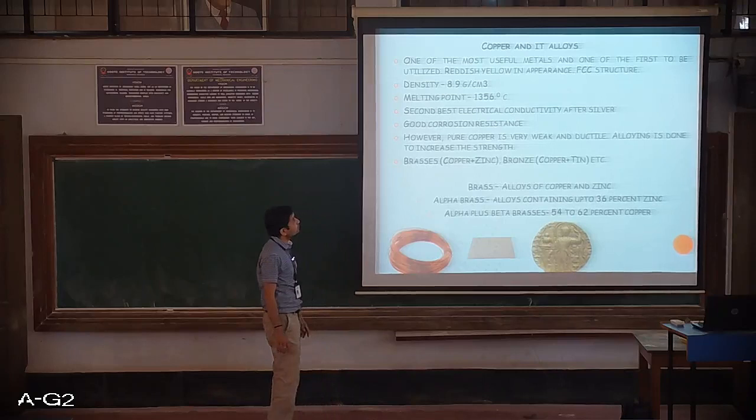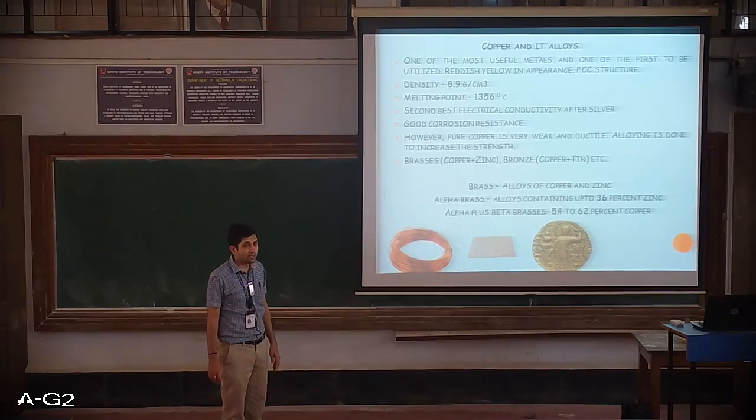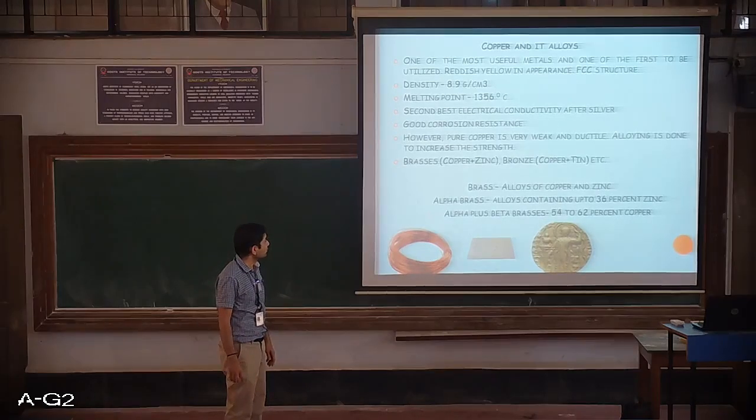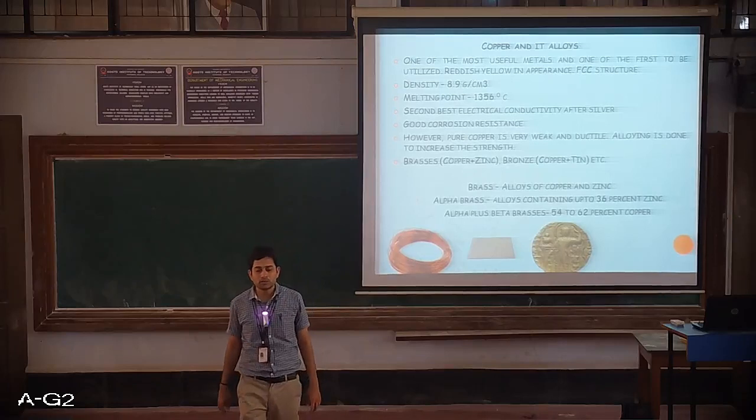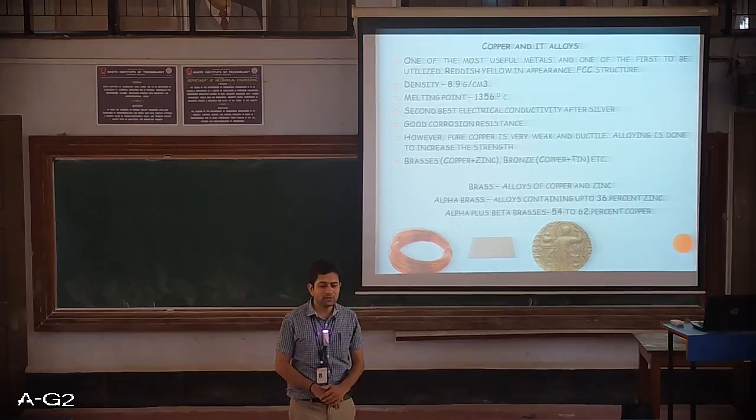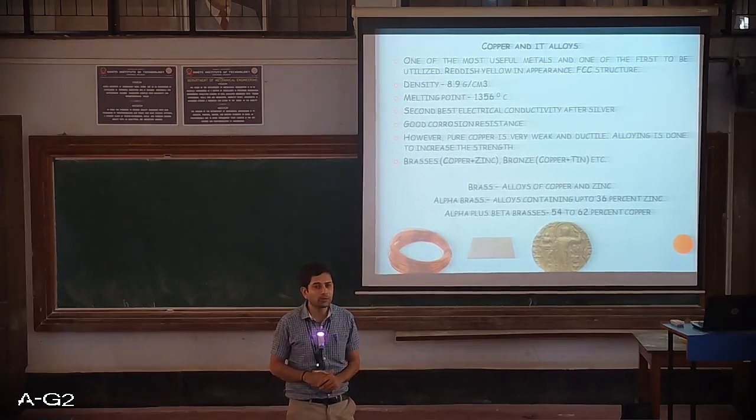So the density of copper is around 8.9 gram per centimeter cube, and the melting point is around 1356 degrees Celsius. It is considered the second best material in terms of electrical conductivity. The first metal which is considered the best suitable for electrical conductivity is silver. The second one is copper.